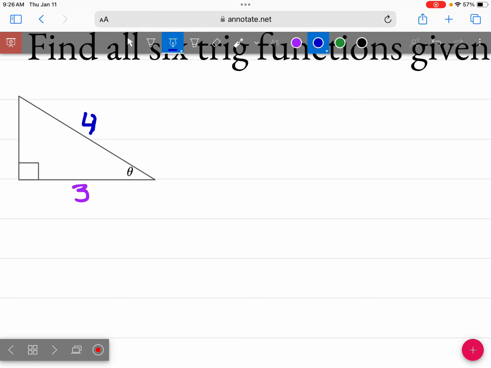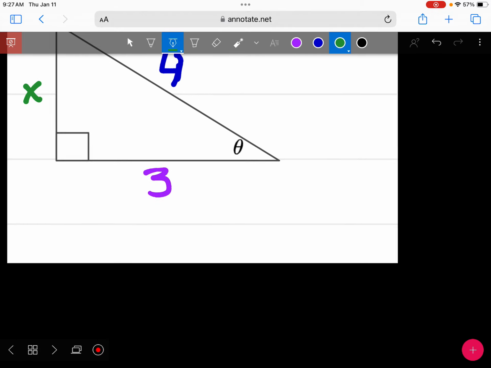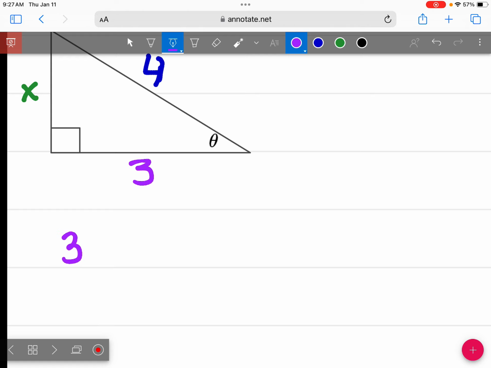What can I do to figure out this side? Pythagorean theorem. A squared plus b squared equals c squared, with a and b being the two legs, and c being our hypotenuse. You can give it a letter, you can put a question mark. I'm going to put an x just because I like that variable. It doesn't matter what you call it. But what we know is that 3 squared plus x squared equals 4 squared.